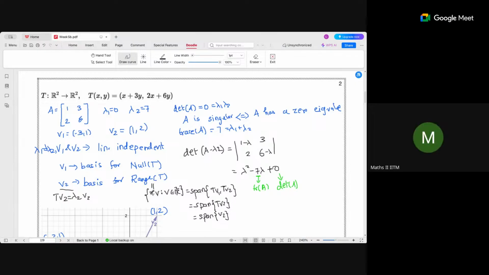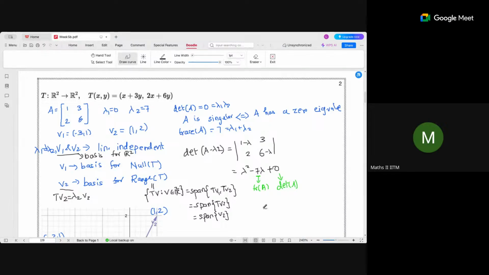Here, see, what is TV? I know that V1 and V2 are linearly independent. Yes or no? Yes. So this means that this forms a basis for R2. Yes or no? Entire domain is covered by these two. Yes. Okay. So now the range definition is set of all TV such that V is in R2.